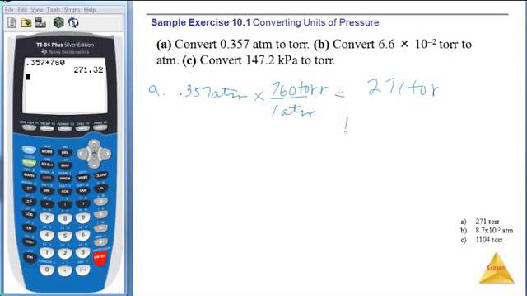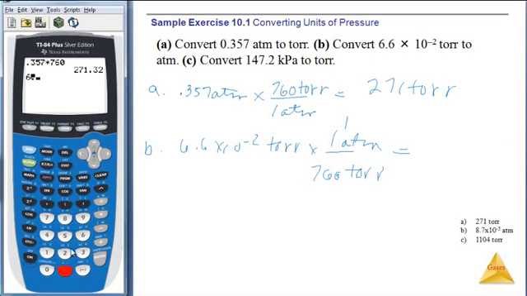Part B here is convert 6.6 times 10 to the minus 2 torr to ATM. What I know is 760 torr is 1 ATM, and if I punch that in, 6.6 EE negative 2 divided by 760, and I get 8.7, looks like I want 2 sig figs, 8.7 times 10 to the minus 5 ATM.